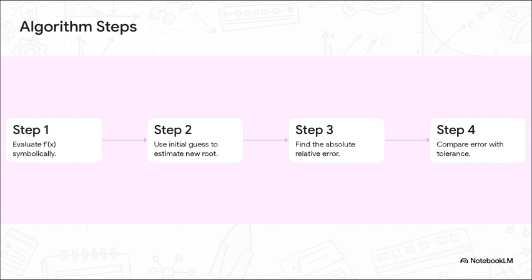Step 3 is absolutely crucial. Calculate the absolute relative approximate error. Basically, it's asking, how much did my guess change from the last one? And finally, step 4, compare that error to a pre-specified tolerance. If the error is still too high, the computer just loops right back to step 2. It loops and loops, sliding down new tangent lines until the error vanishes entirely.